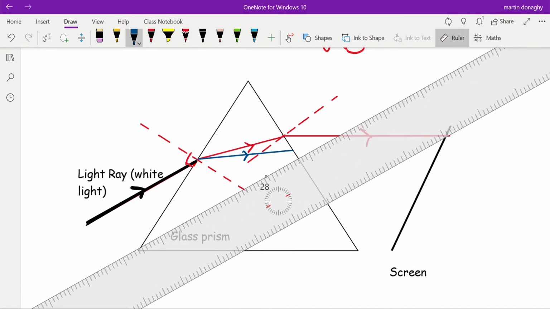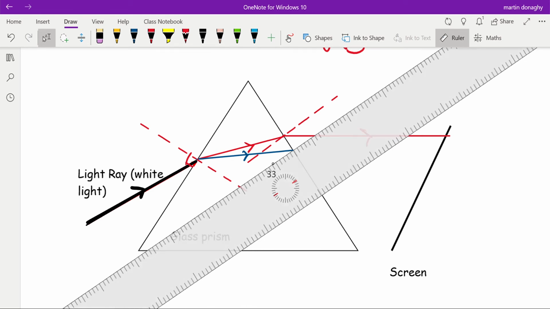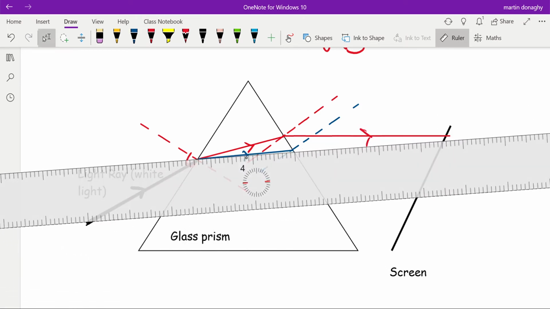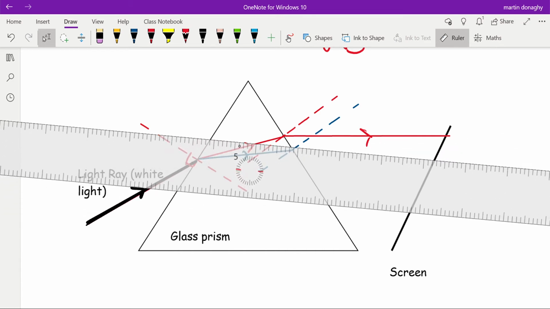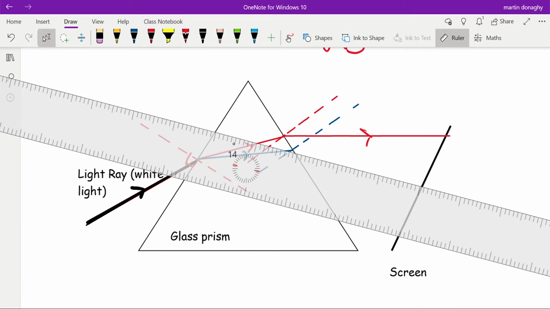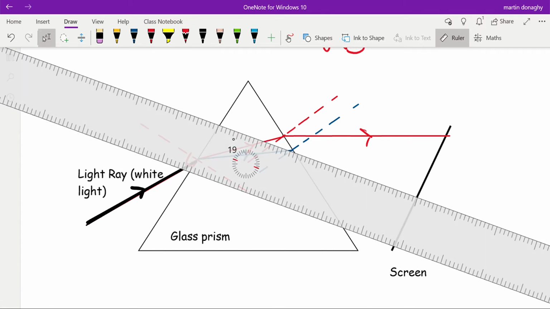When it gets to this side now, we need to draw a new normal because it doesn't hit that side of the prism at the same point as the red light did. Over here, it speeds up again, but it speeds up more than the red light speeded up. Therefore, it bends more than the red light. So if it went straight through, it would go like that, but it bends more than the red light. So it maybe goes something like that.